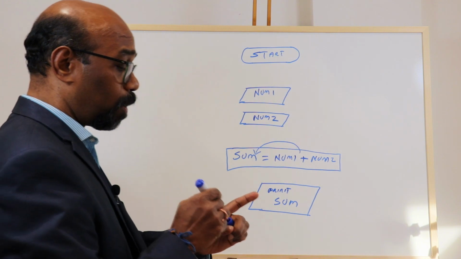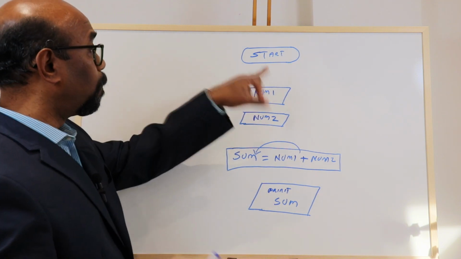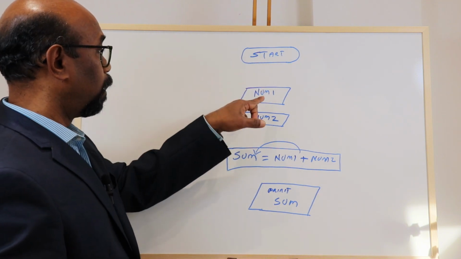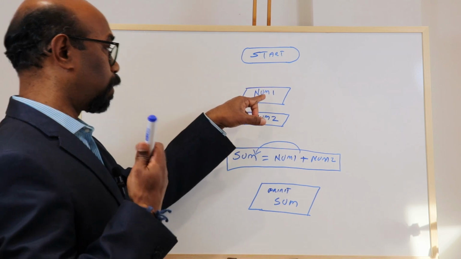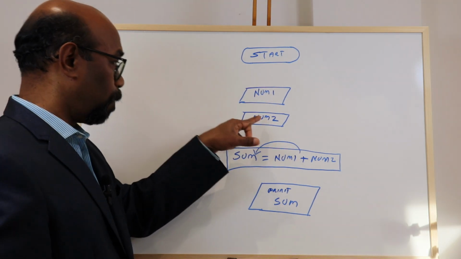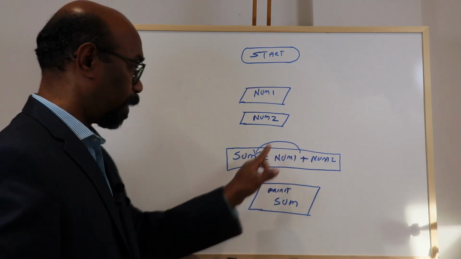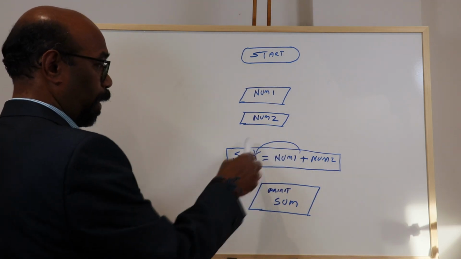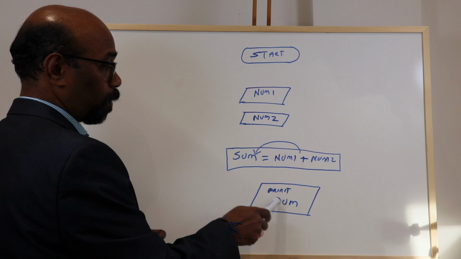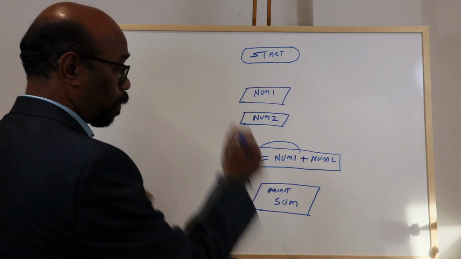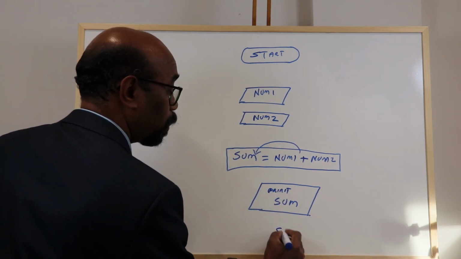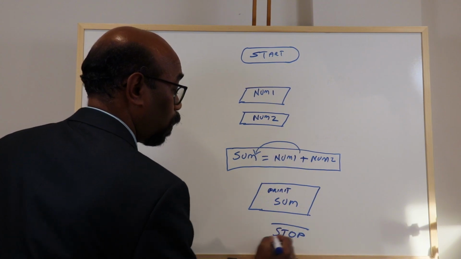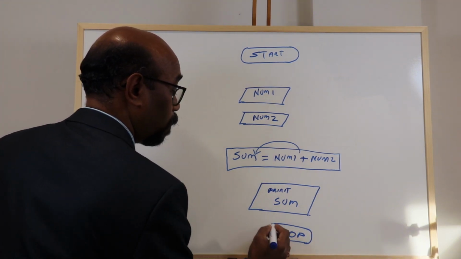Now our task is achieved. We have achieved our task. We completed the task. We have started. We just requested number 1 as input, number 2 as input. We have calculated, stored the value into the variable sum. The sum is printed. Okay. Now the process is complete. Therefore, we must stop. Start and stop is the same symbol, which is oval.